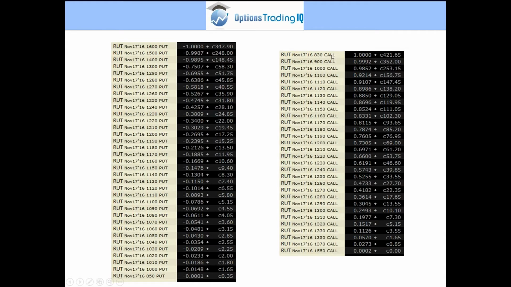Similar with the calls, the 830 call, really far in the money, so we've got a delta of 1, and then the further we go out of the money, the closer we get to 0, very unlikely to expire in the money. And then around 50 is sort of the at-the-money strikes. That's roughly where the stock would have been trading at the time. The index, so probably 1255, something like that. You can see the calls around 50 delta is around that level, and the puts sort of 1260, 1255 as well. Okay.